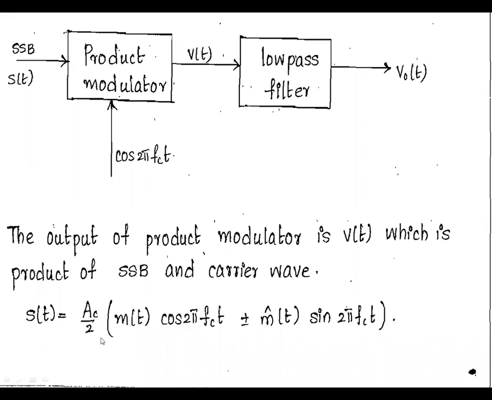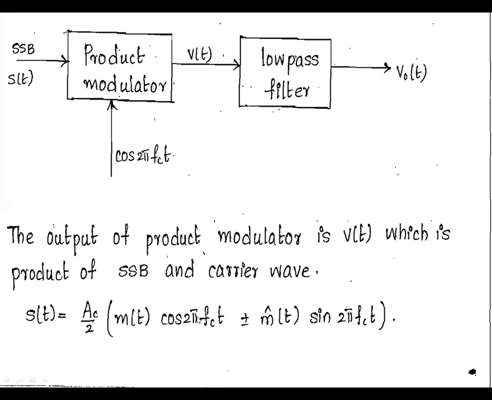Ac is the amplitude of the signal. S of t is Ac by 2 into M of t cos 2 pi f_c t plus or minus M cap of t sin 2 pi f_c t. This is the signal of SSB. So here we have cos 2 pi f_c t and sin 2 pi f_c t.